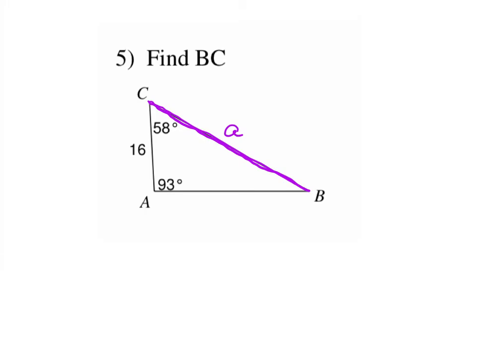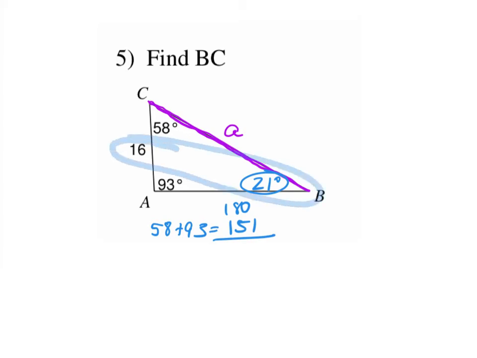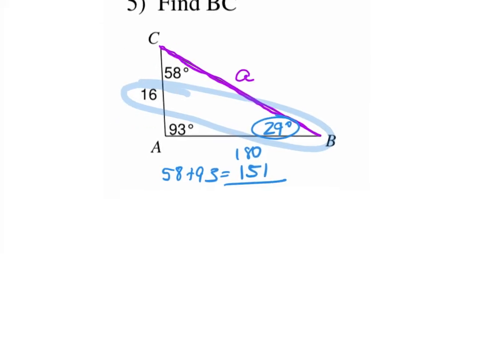No. But can I figure out what angle B is? Yep. 58 plus 93. What does that give me? 151. Okay. And then I take 180 minus 151 and I get what? This is 29 degrees. Do I now have a side and its corresponding angle? So let's set this up. How would I set it up?